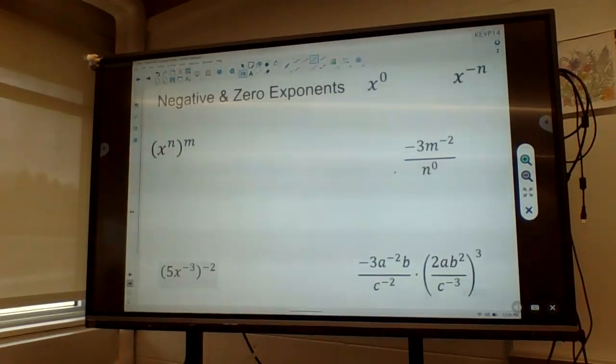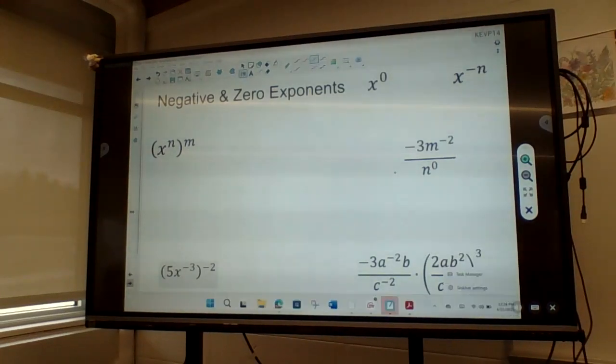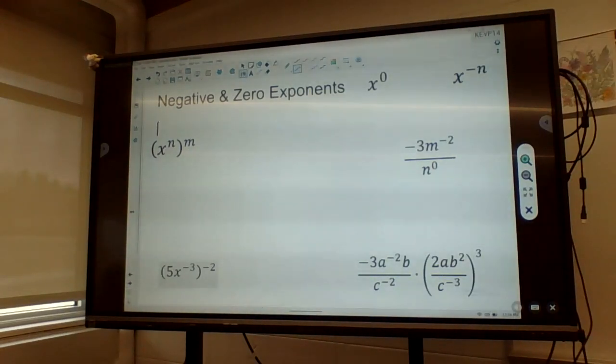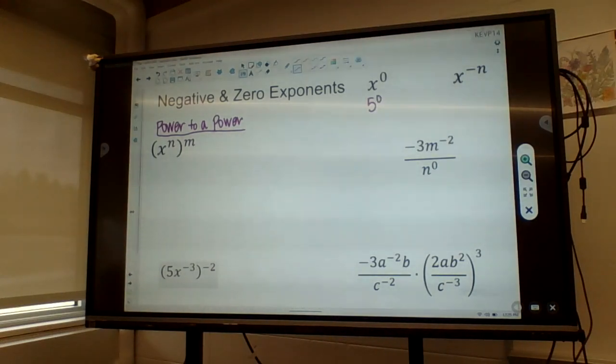All right. So negative and 0 exponents, and then we also have a third rule, which is power to a power. So there's 3 rules here. It says x to the 0 power. Kind of same idea if I did like 5 to the 0 power. Do you guys remember what that is? It's not 0. It's not 5. It is 1. This is always going to equal 1. So any value to the 0 power is going to equal 1.